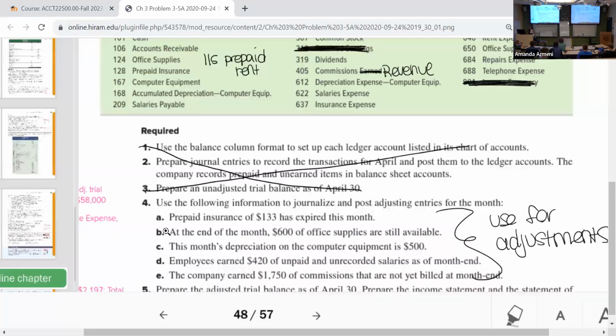Letter C, this month's depreciation on the computer equipment is $500. How nice of them to give it to you. You know who's not going to be nice? Me. You should be able to calculate depreciation. We use that straight line calculation in chapter 3, where you take the asset's value, you subtract salvage value, and then you divide it by its useful life. So you should remember that calculation.